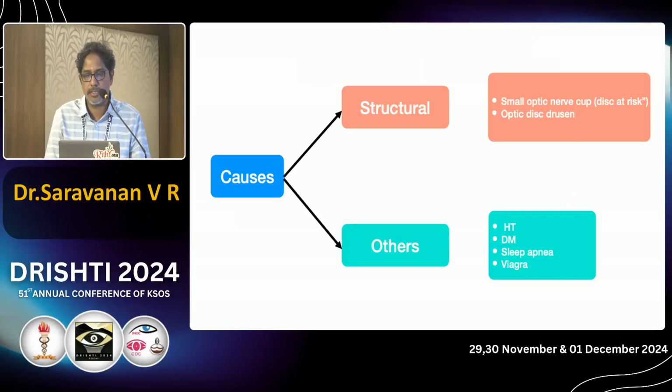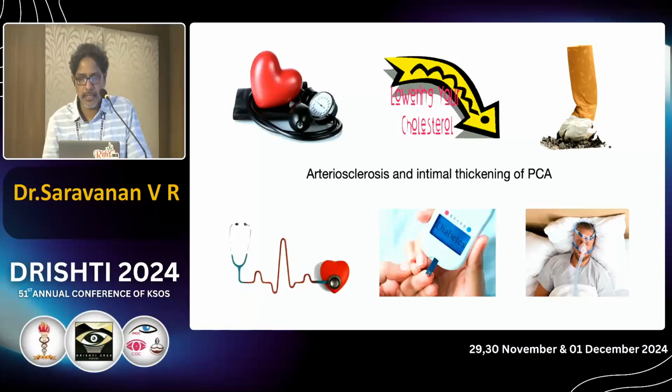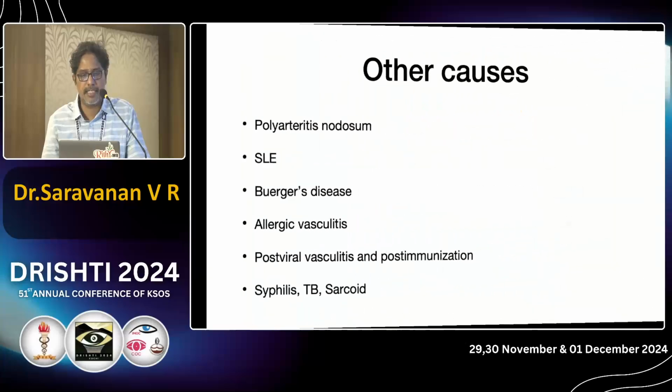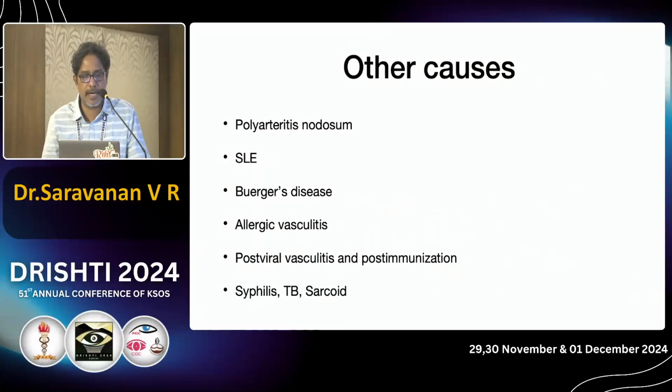So common causes are disc at risk, which you see, and apart from that, the routine vascular diseases like hypertension, diabetes, sleep apnea, and post Viagra, a few cases have been reported, and hypercholesterolemia. So all these can be risk factors, and addressing these risk factors will go a long way in preventing the same occurring in the other eye.